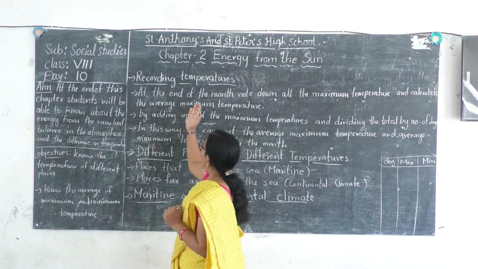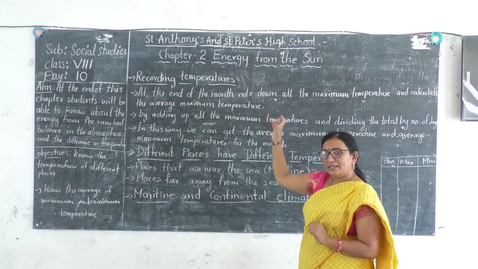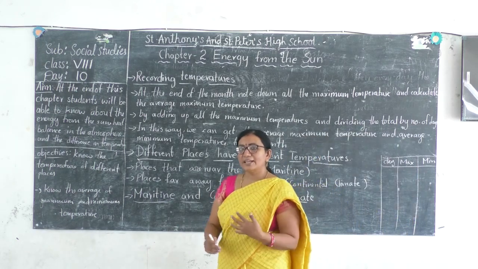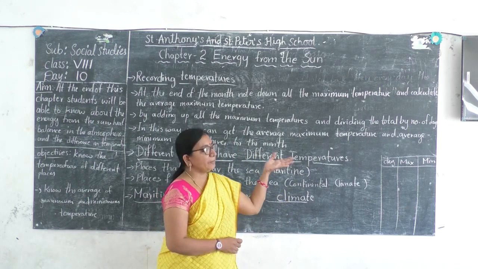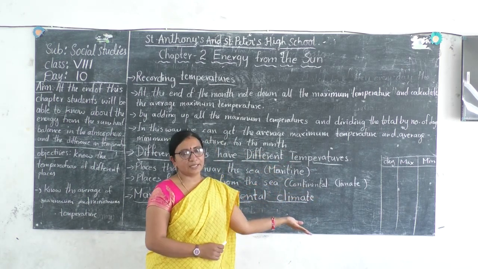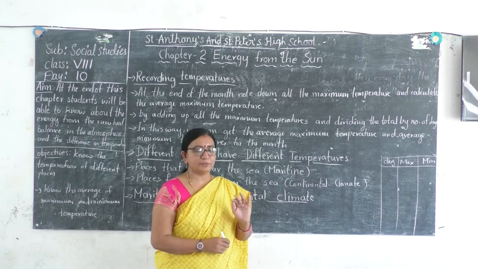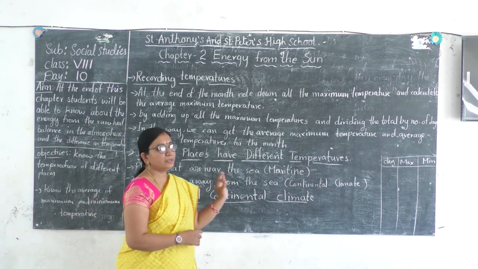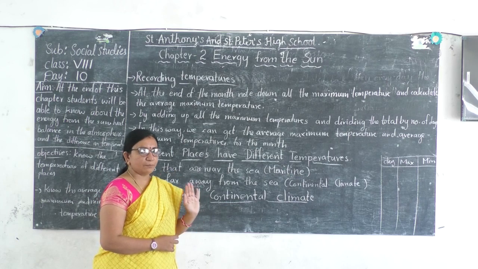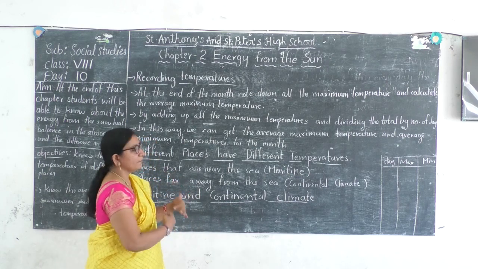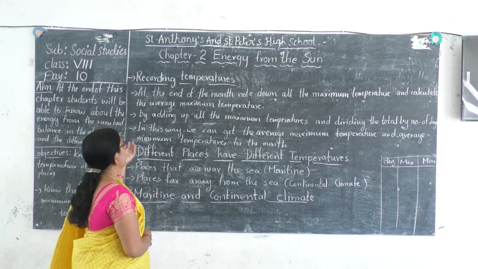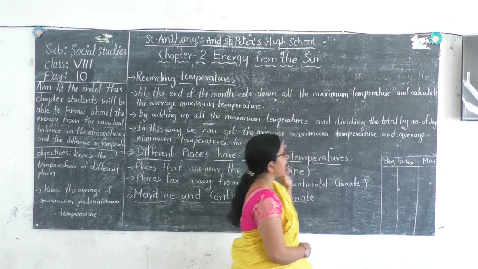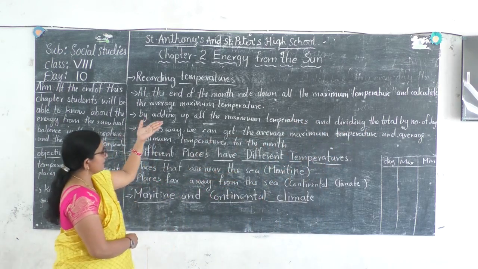At the end of the month, you are going to take the readings of maximum and minimum temperature of a particular place. For example, we are staying in Hyderabad. So we take the maximum and minimum temperature of one complete month. Every day we will note down the maximum and minimum temperature and try to find out the average maximum and minimum temperature of that particular month, for example January, February, March, April, every month. Now at the end of the month, note down all the maximum temperatures and calculate the average maximum temperature.